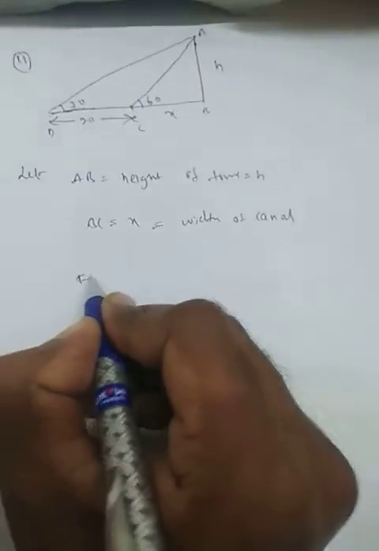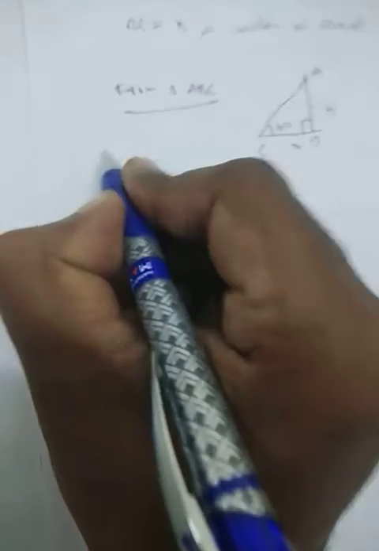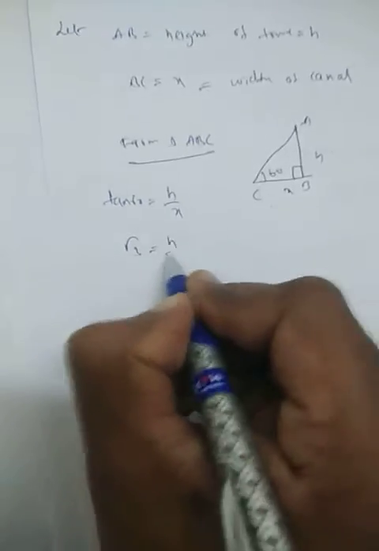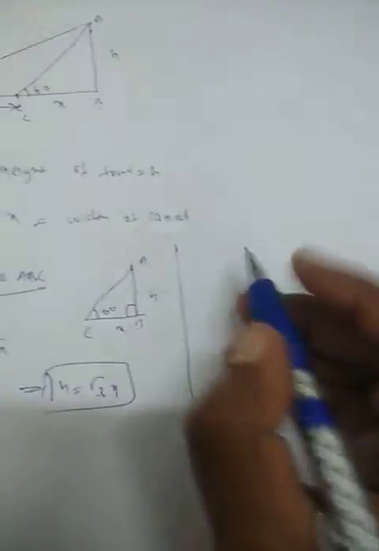So how can I write? From triangle ABC, what can I write? This is ABC, and this is 90 degrees, this will be h, and this will be x, and this will be 60. So then you will get tan 60 is equal to opposite by adjacent, h by x. This is root 3 is equal to h by x. h is equal to root 3 x. This is the height.